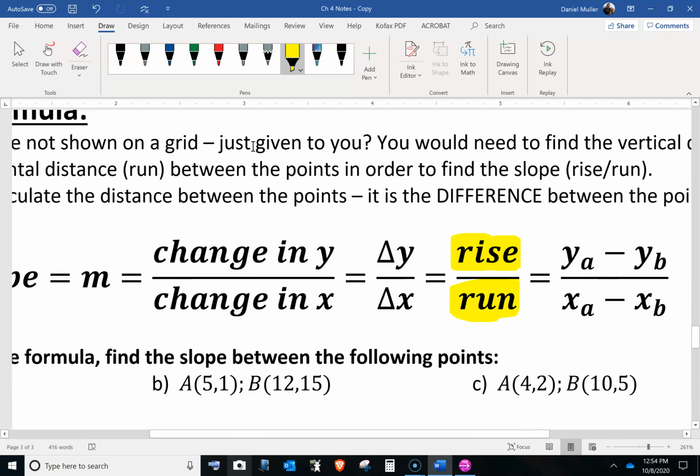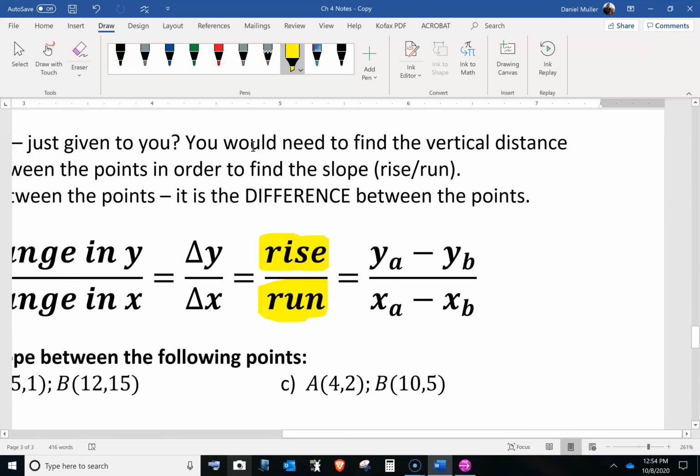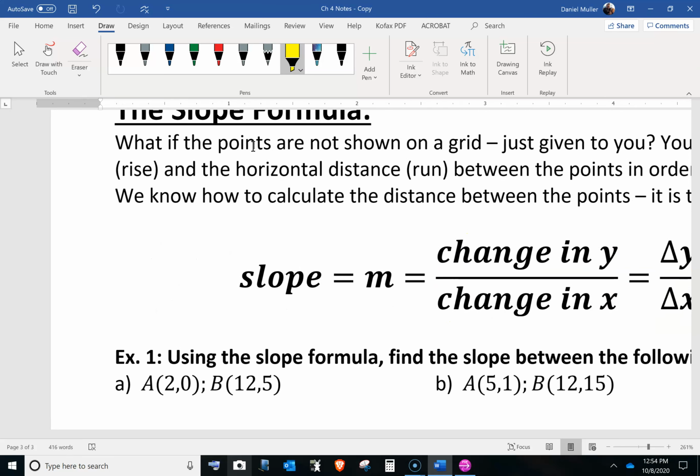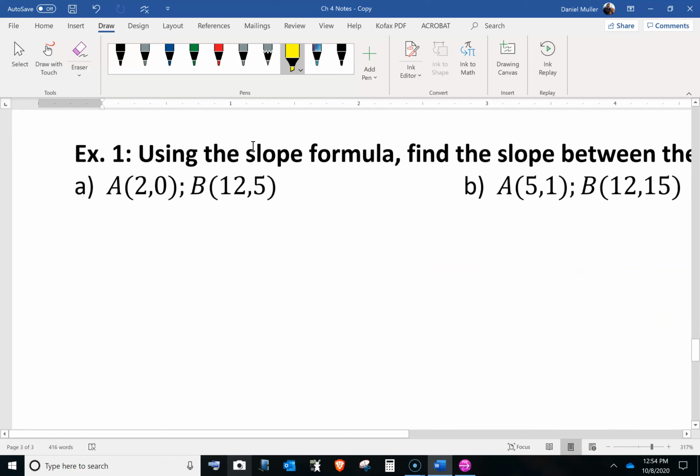Now, there is a way with algebra that we can calculate this. So we can go ya minus yb divided by xa minus xb. And that might look incredibly strange. You're like, well, what's ya and what's yb? Well, we're going to do that. So let's take a look immediately here with example 1.